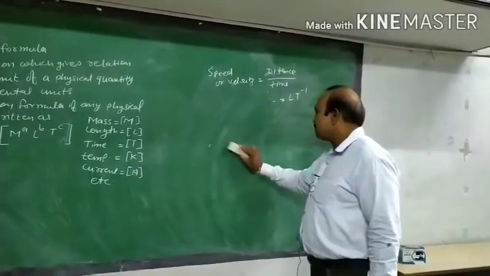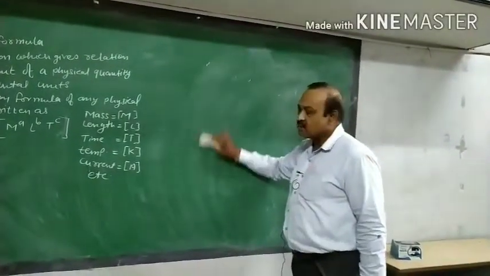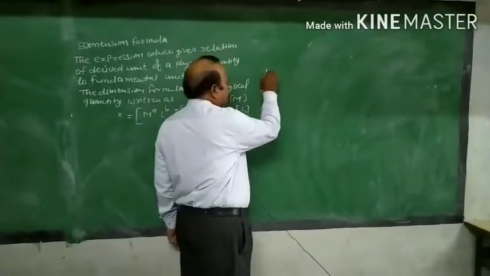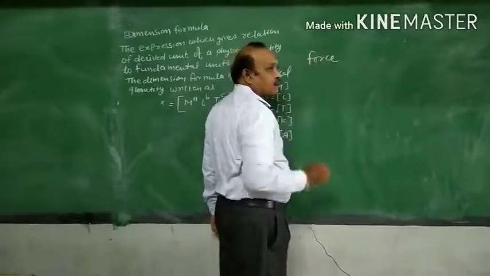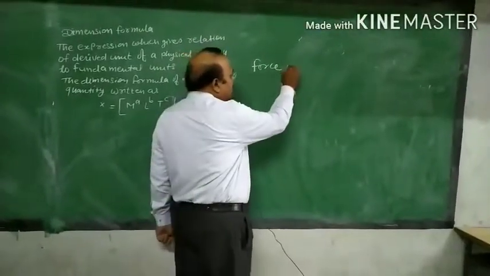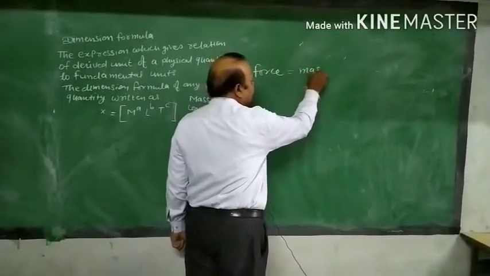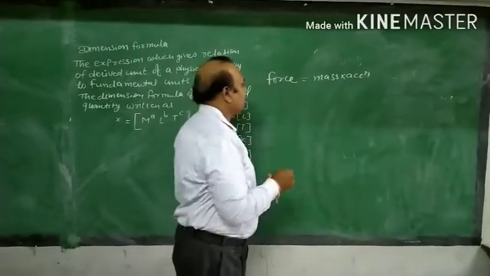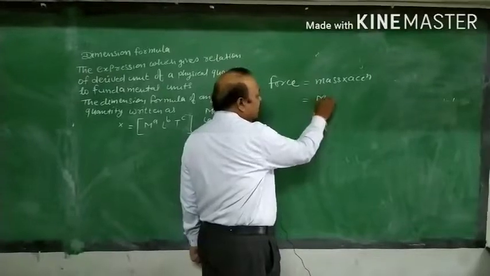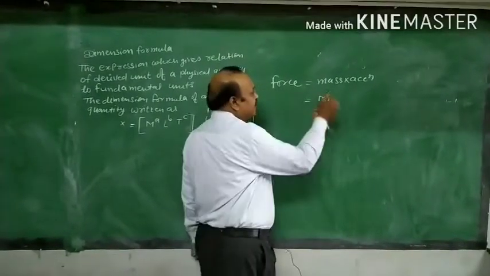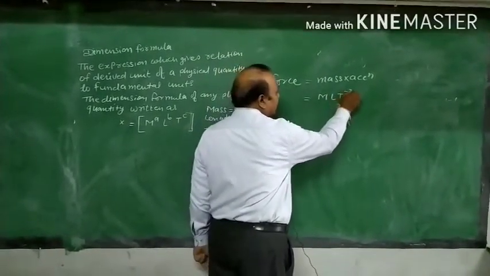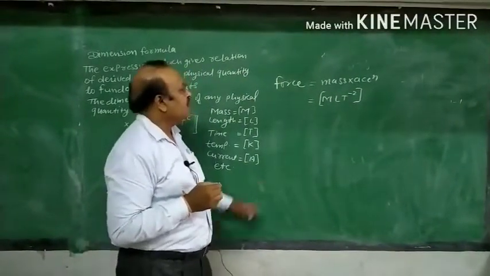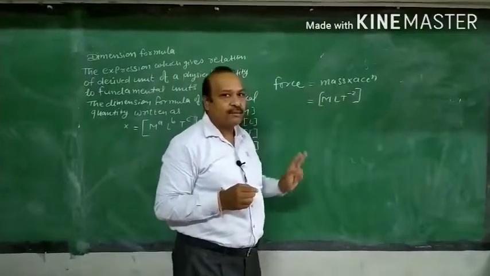Now we find the dimension formula of some other physical quantities, for example force. The formula of force is mass into acceleration. Mass is the fundamental quantity represented by capital M, and we found the acceleration L T to the power minus 2. So the dimension formula of force will be M L T to the power minus 2.